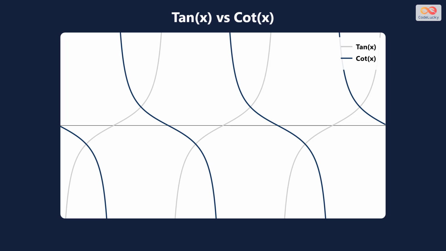Finally, let's see them side by side. The light gray line is tangent, curving upwards. The dark blue line is cotangent, curving downwards. Notice how they intersect at values of 1 and negative 1, but otherwise move in opposite directions. This visual really helps solidify the relationship between a function and its reciprocal.